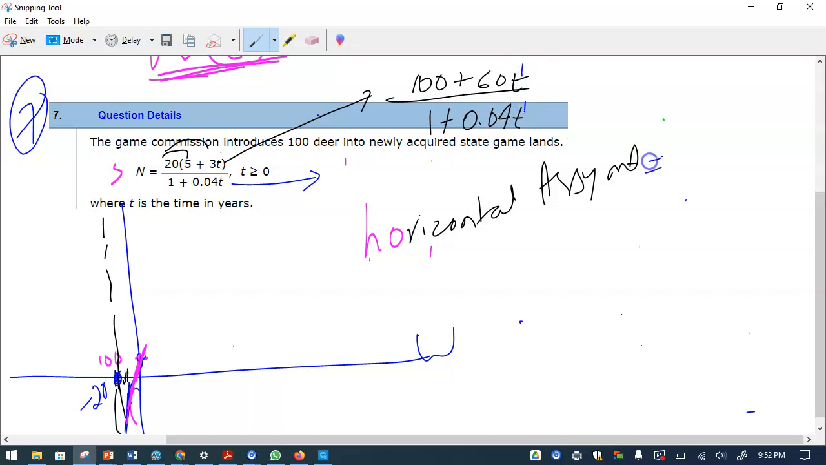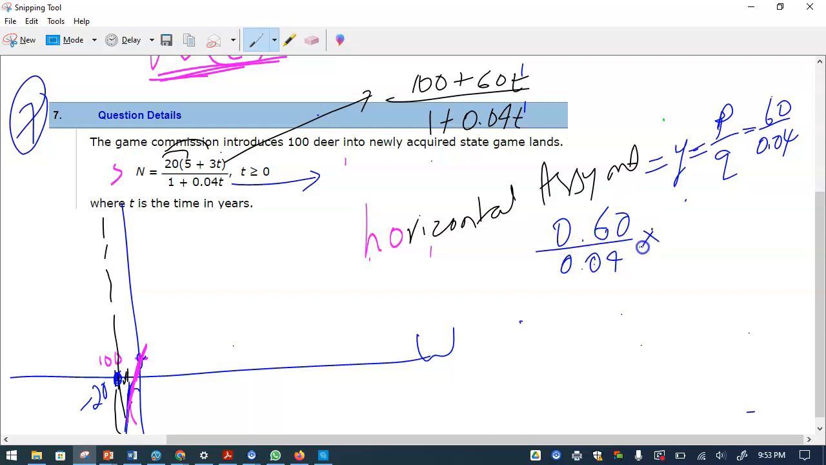So the horizontal asymptote will be y equals the ratio of the coefficient of the leading term in the numerator divided by the coefficient of the leading term in the denominator. So that is 60 divided by 0.04. You multiply 100 up and 100 down to remove the decimal. Oh sorry, this is just a 60.